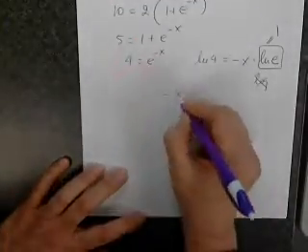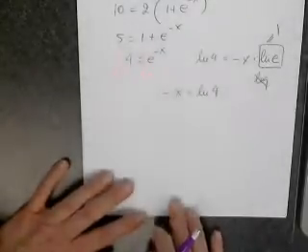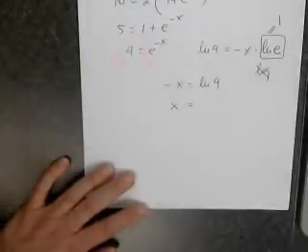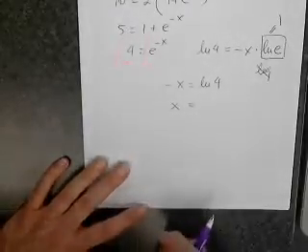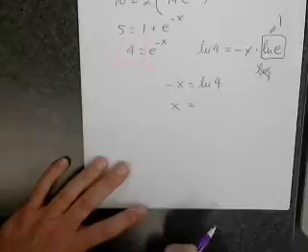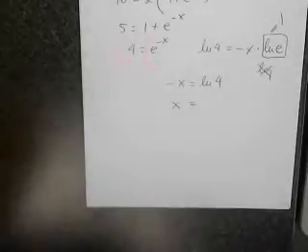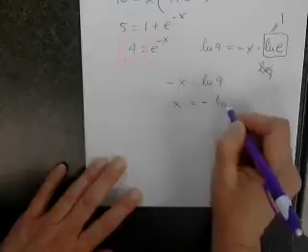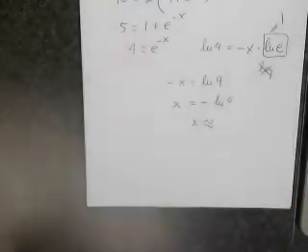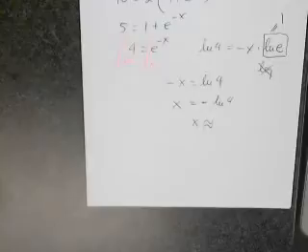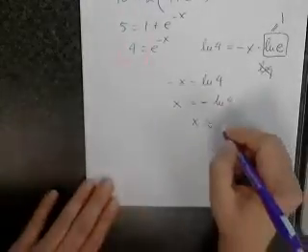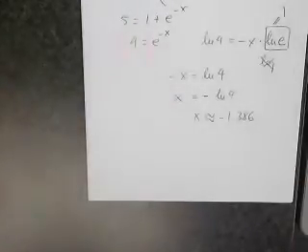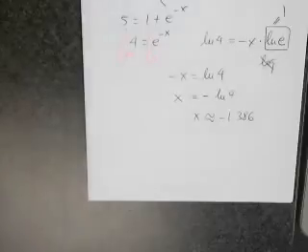So I have negative x equals natural log 4, but I want x. In that case, I have to do what? Multiply or divide by negative 1. If you want to approximate it, you have to put it in the calculator. I will never be able to tell you what this is. Negative natural log 4. And that's negative 1.386 approximately. Okay.